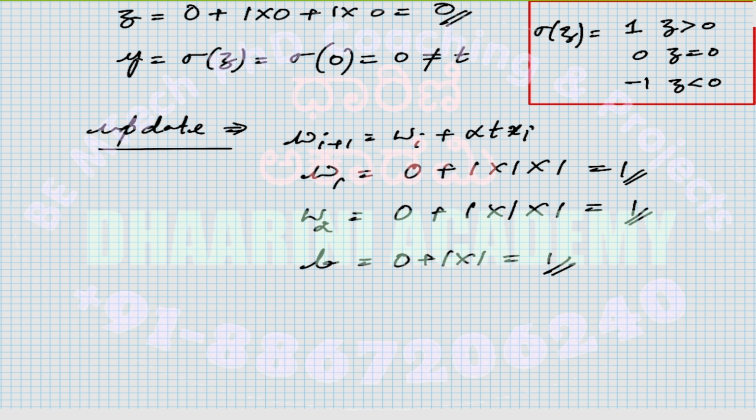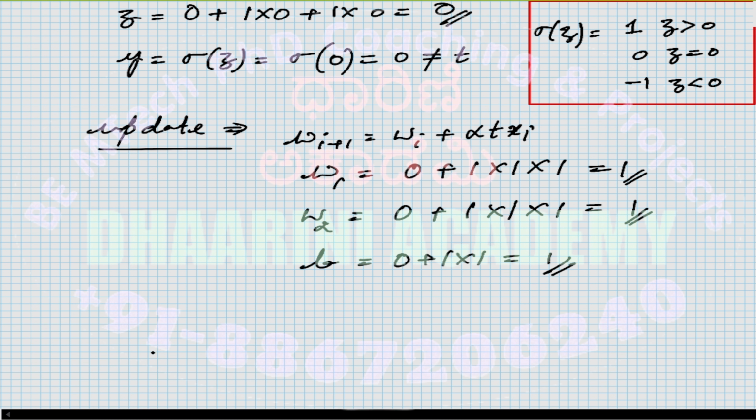Okay, right. Now what we do, we'll give the second set of input. So what is that second input? The input is, from the table I give -1, 1, so this will be our x, and what is the target? For this the target is -1, isn't it?